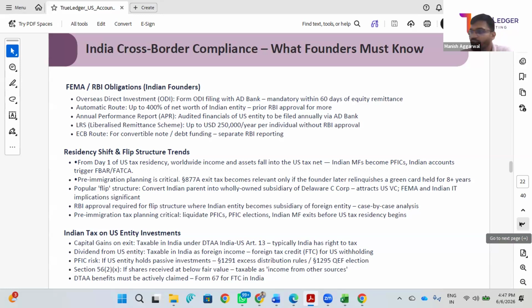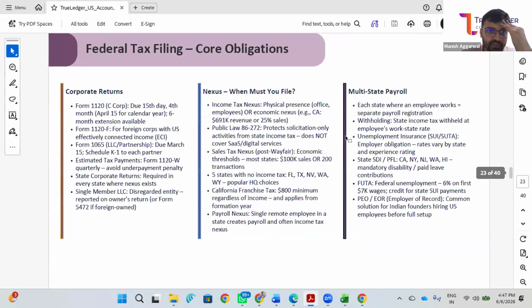So this is relevant in case of a structure where we are reverse flipping or flipping the structure where an Indian entity is held by a foreign entity. So depending on that, we need to analyze the India FEMA and income tax compliance requirements as well. So from a US point of view, this is important. What are the key compliances we need to file?